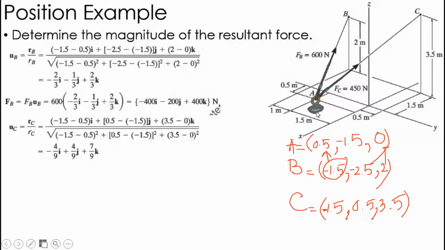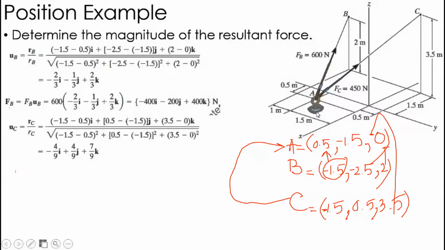And for the unit vector, r_C upon r_C, what I have done is I solved C and A, because both the forces are starting from the point A. So minus 1.5 minus 0.5, 0.5 minus 1.5, 3.5 minus 0, you can see. And then you have to take the square root of the squares of this ijk separately, and you will get your unit vector u_C.